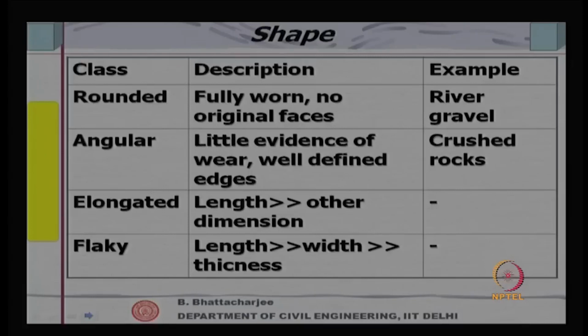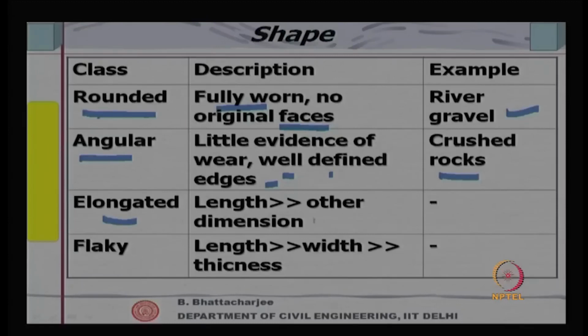Right. So, shape wise, if we look at the classification, rounded is one of the classifications, fully worn, no original faces, that we call rounded. River gravel, for example, will be fully worn, all worn out, no original faces. Angular, little evidence of wear, well defined edges, you get from crushed rocks. Now, there are various in-between shape classifications, but we have just listed a few here.